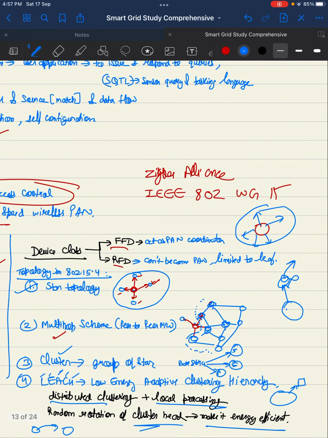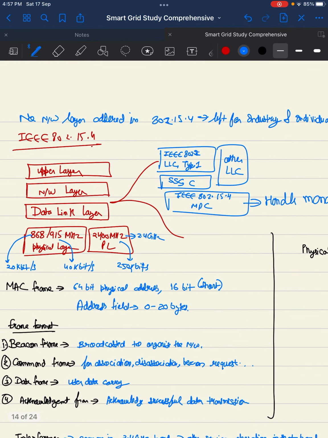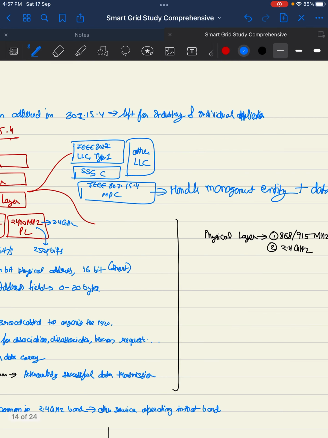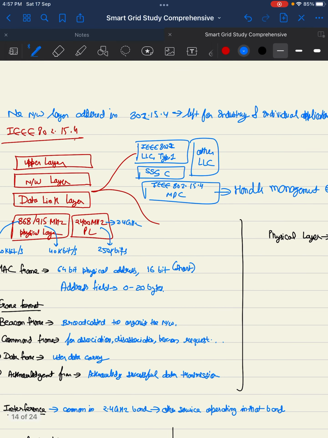Then comes our network layer guidelines. Whenever we talk about IEEE 802.15.4, it does not address our network layer. First of all, why does it not address it? Because the network and the higher levels are basically left to the industry, right? Network and higher level are left to industry.